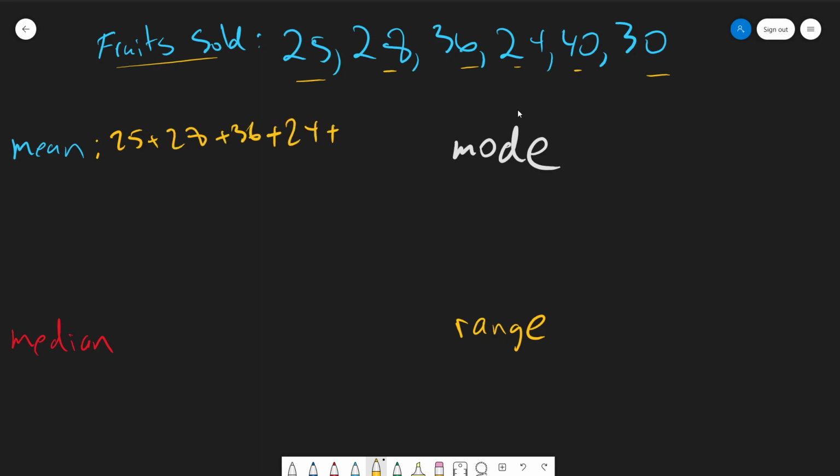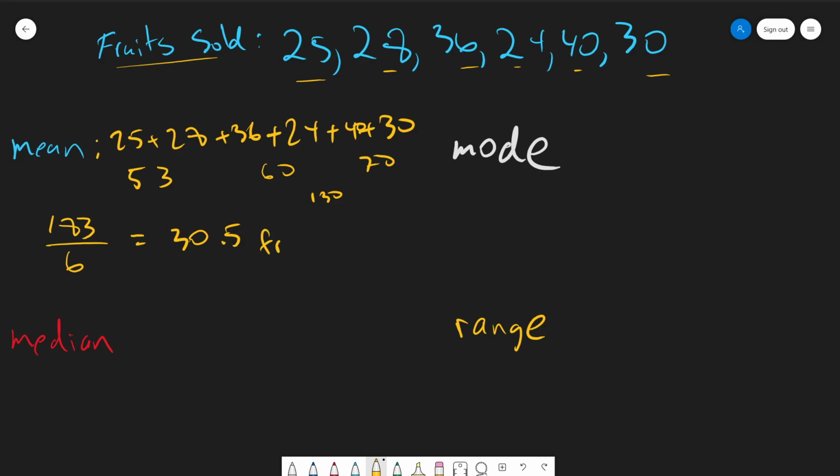So if I add all these up, that's a 40, that's a 70, that's a 60, that's a 53, 130, so it looks like 183, and 1, 2, 3, 4, 5, 6 days. So a little more than 30. And you know, if I do make a math adding mistake, sorry, it happens. We get 30.5 is my fruits per day or week or whatever. So this is my average. Always add them all up, just divide by how many you had.